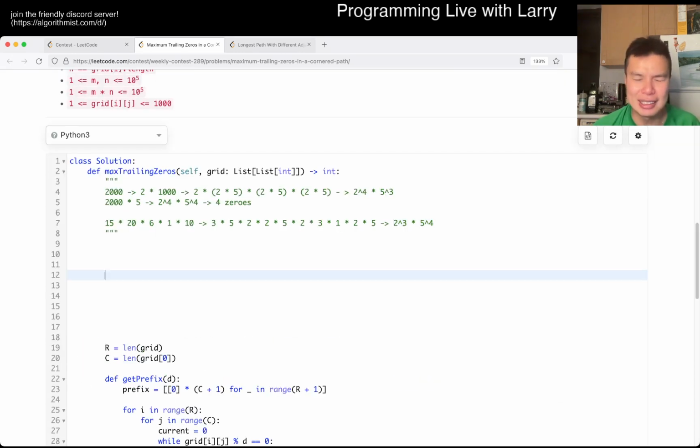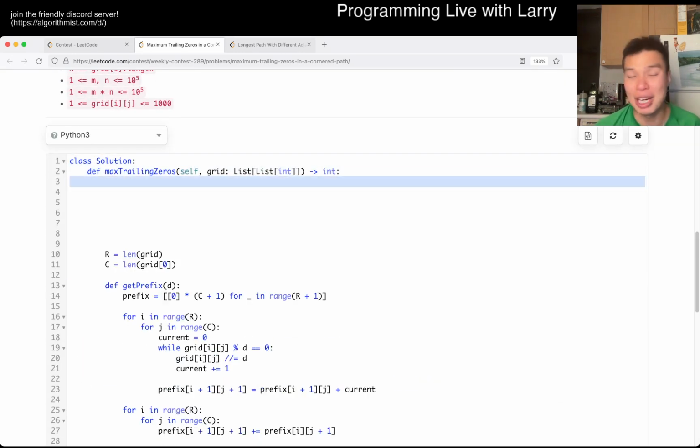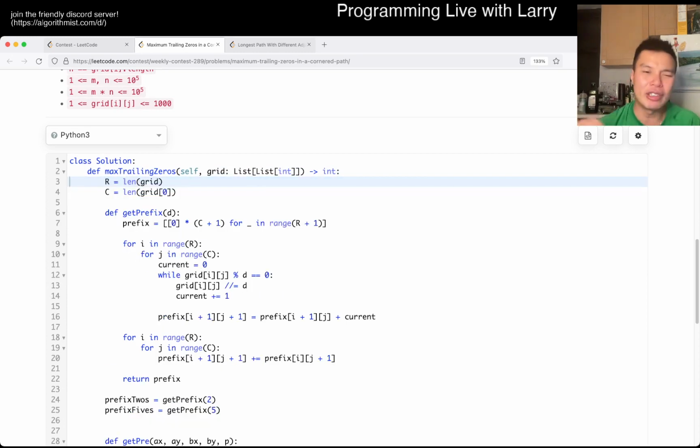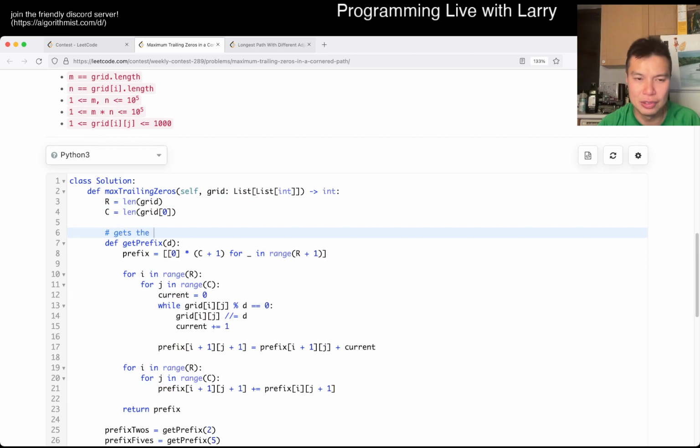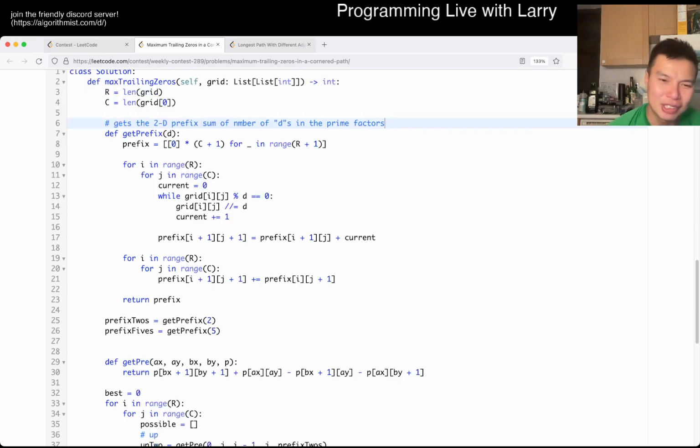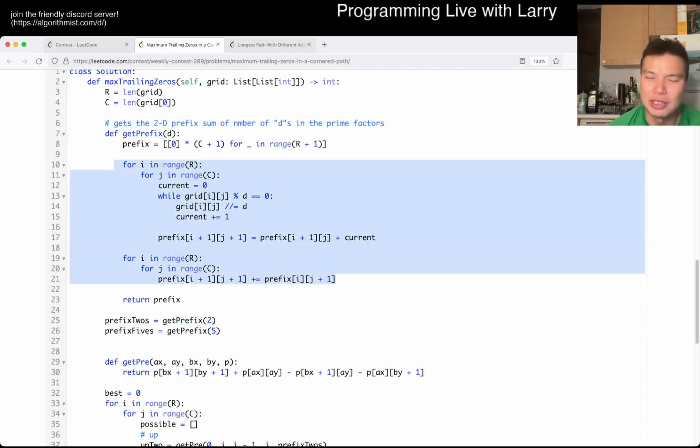The way that I did it is that I used a 2D prefix sum, which I'm also not going to go over. I have other videos on that one. So basically here, I have this get prefix function that lets me get the 2D prefix sum of the number of divisors, or rather prime factors, right? Because obviously we only get 2s and 5s. And this is what it looks like. This is just a regular 2D prefix sum.